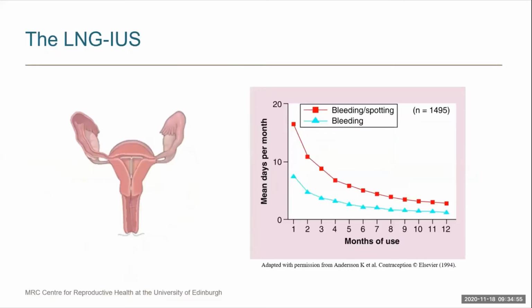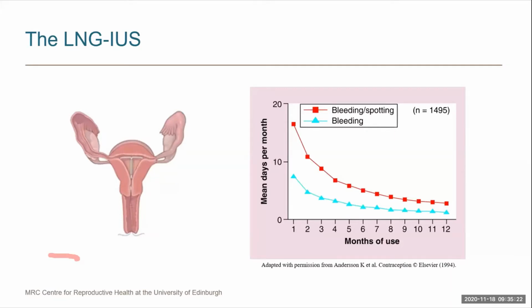Next slide, please. So just to look at the LNG-IUS, it can cause a lot of irregular bleeding to start with, but with appropriate counselling, women experiencing menstrual disorders are willing to put up with that short-term annoyance for the long-term effectiveness. And you can see in the graph, as time goes on, the bleeding pattern does improve, but not every woman that will be the case, and some women experience real bleeding problems with these coils.